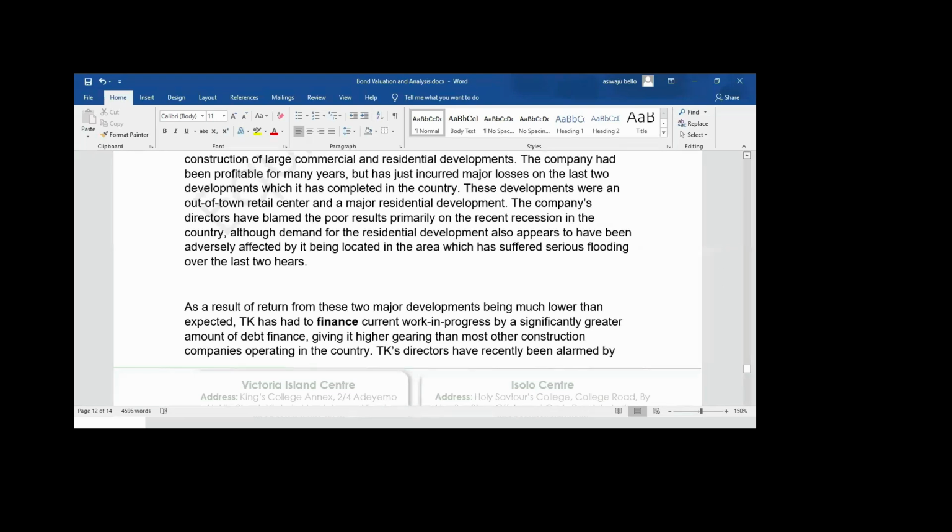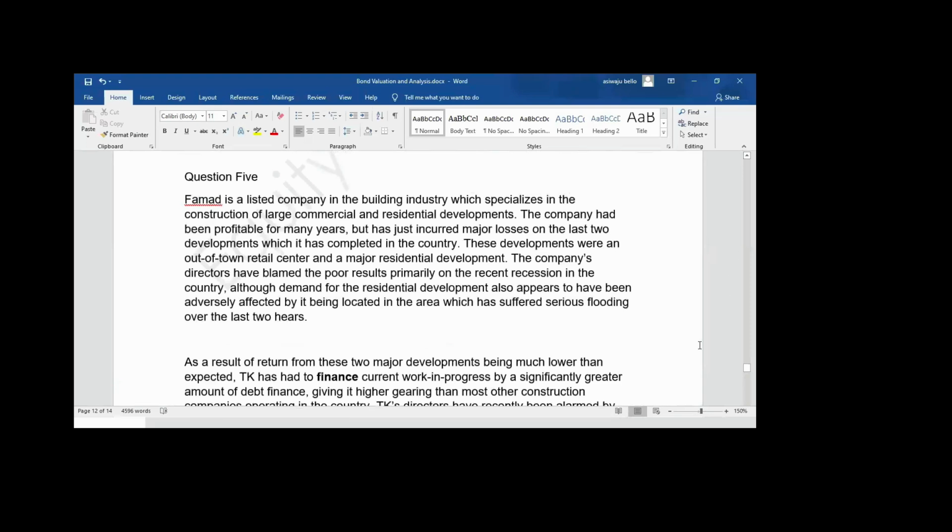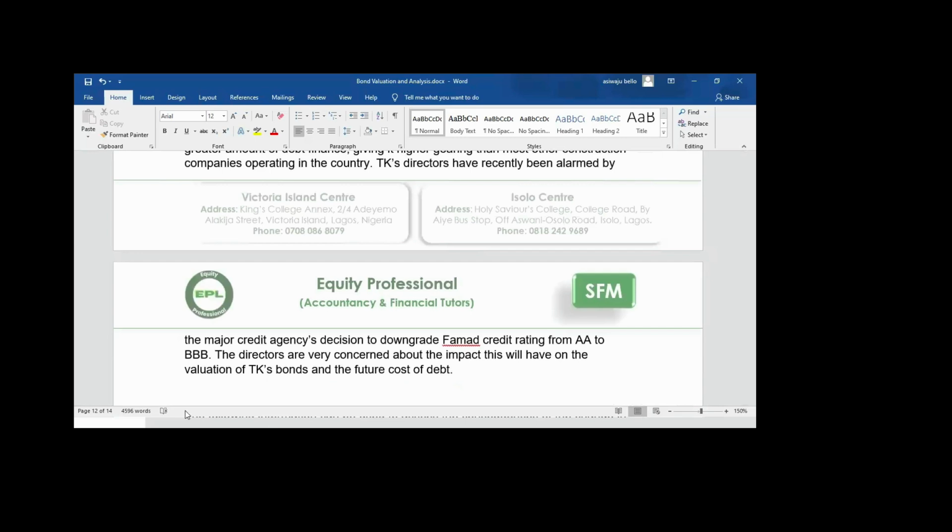Let me look at question 5 very well. It's actually FAMAD, all this TK, nothing like TK. The question is about FAMAD. Please, anywhere you see TK, just change the name to FAMAD. Everything here is about FAMAD. So, on this note, I'll be leaving bond valuation.